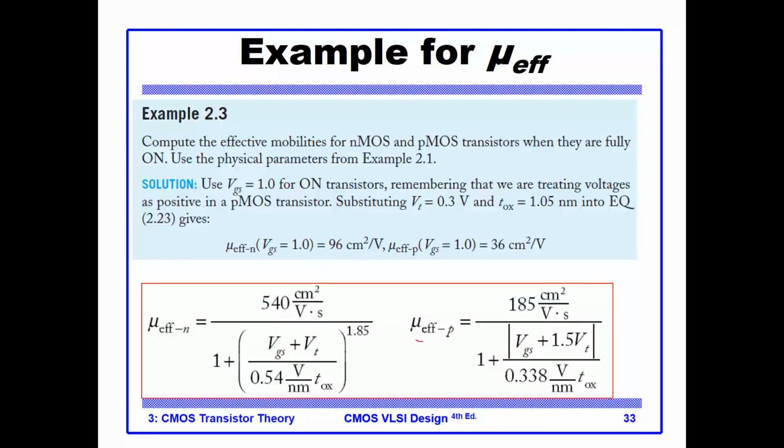Similarly, we compute the effective mobility for the holes, and you can see a similar formula, but make sure you use positive values for the VT and the VGS. Again, notice the mobility for the holes is degraded here. So this is the mobility degradation.